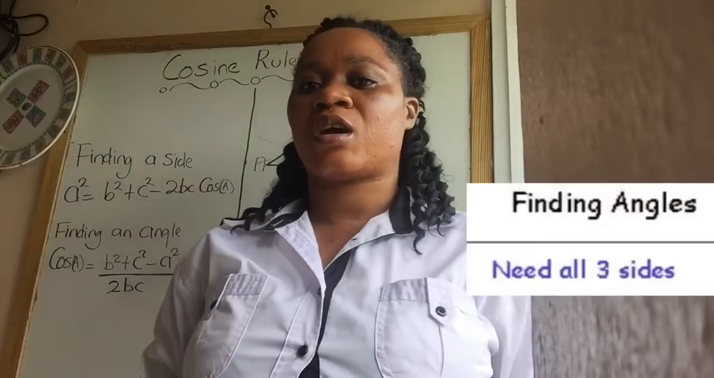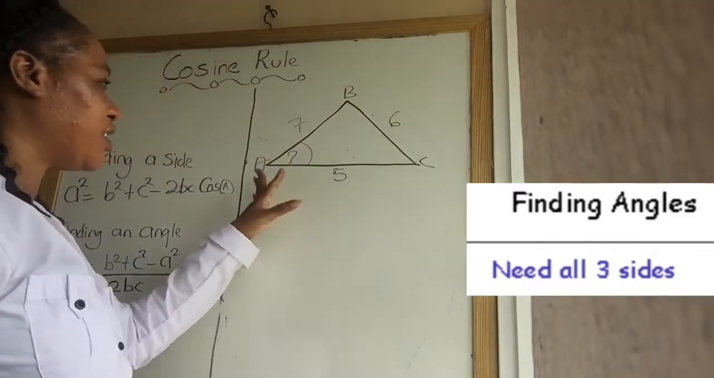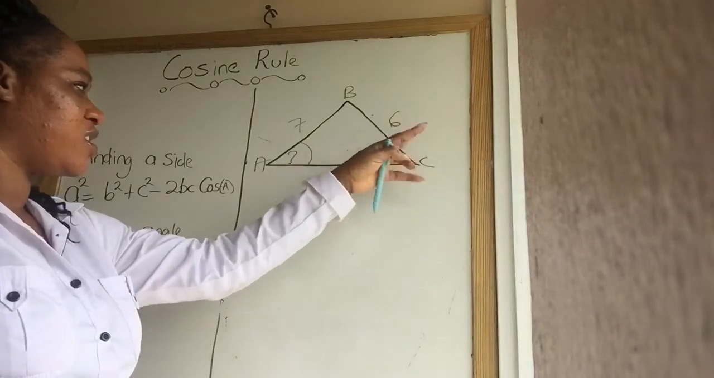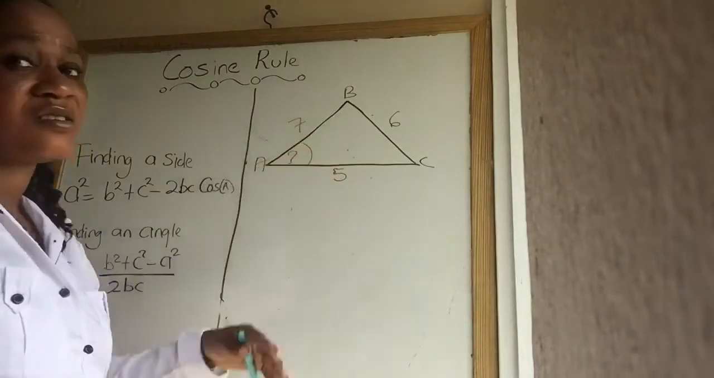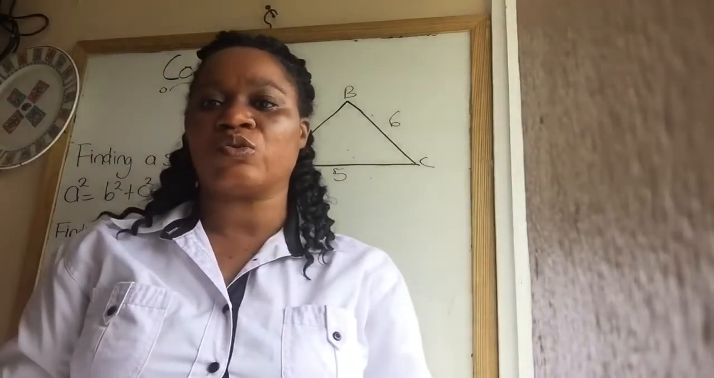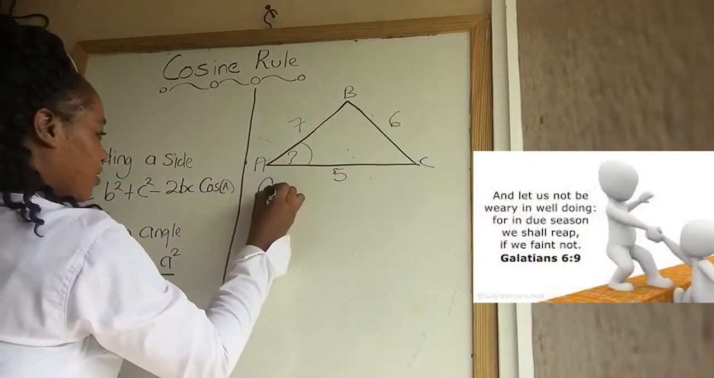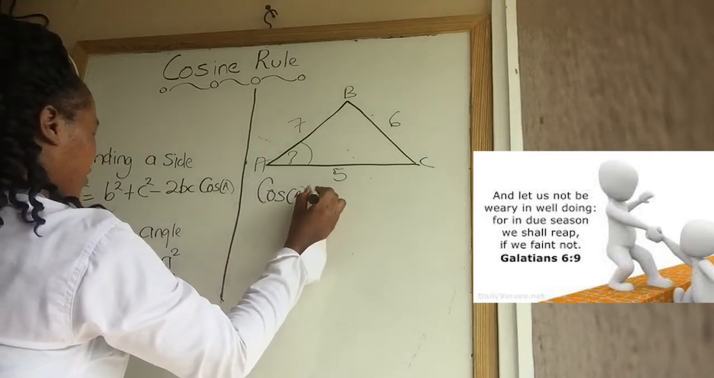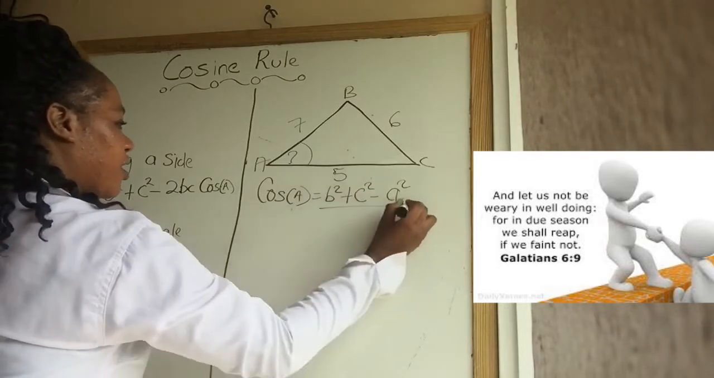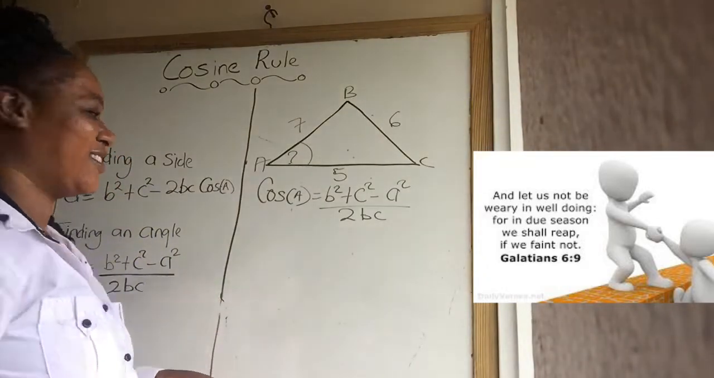Remember that in order to find an angle, you're supposed to be given three sides. Here I have my triangle ABC, and the side opposite angle A is 6, B is 5, and C is 7. The first thing you're going to do is write your formula, then you substitute, and when you substitute, you solve. So cos A is equal to b squared plus c squared minus a squared, divided by 2bc. Now we're going to substitute.